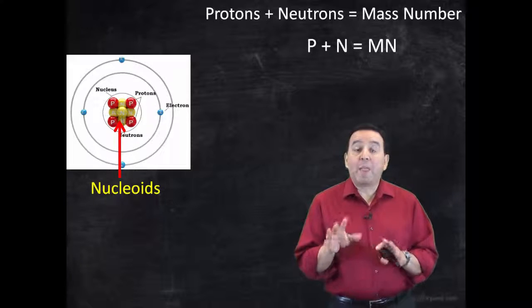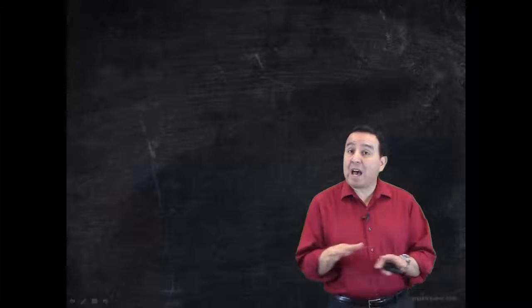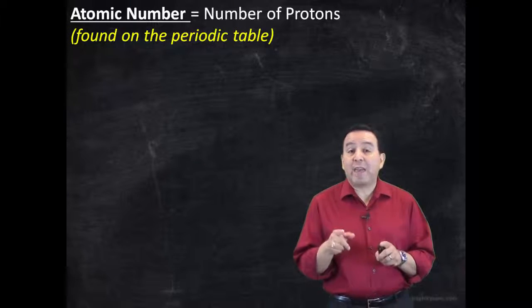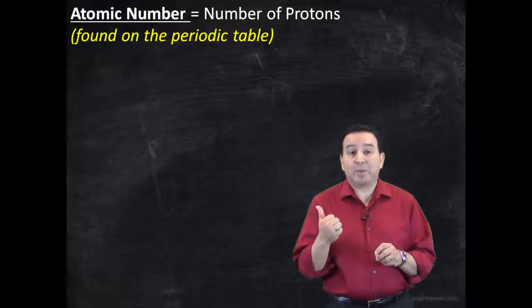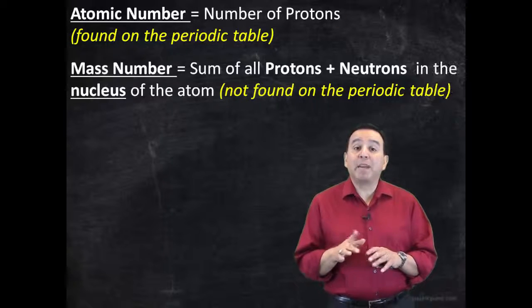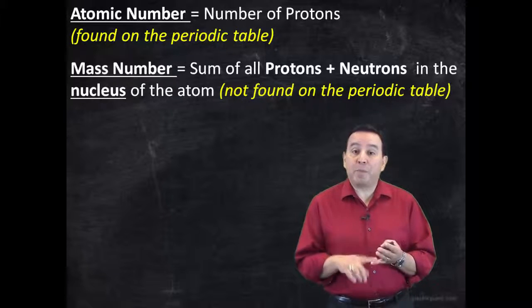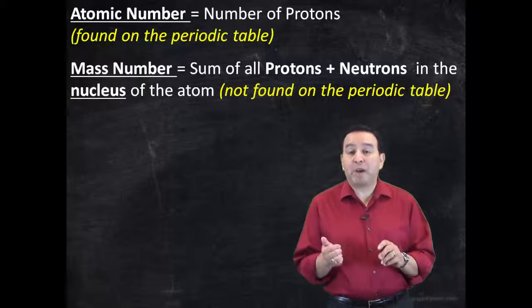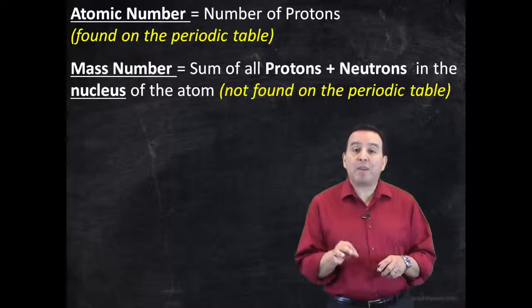Now remember, the mass number is not the same as the atomic number. The atomic number is the number of protons, and that can be found on the periodic table. The mass number is the sum of all the protons plus the neutrons in the nucleus of the atom, but it is not found on the periodic table. You have to calculate this number.